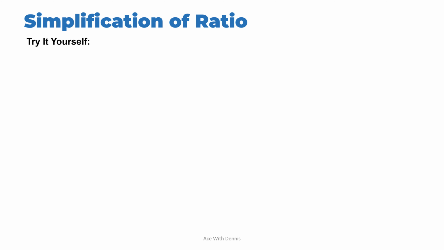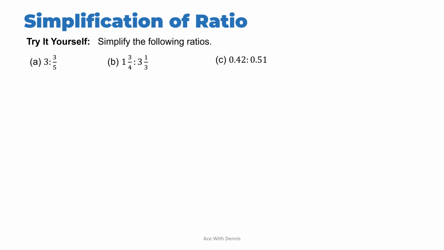Now you can try this simple example yourself. Simplify the following ratios. A. 3 to 3 over 5. B. The ratio of 1 and 3 over 4 to 3 and 1 over 3. C. The ratio of 0.42 to 0.51. You can pause the video and try to simplify the ratios yourself.